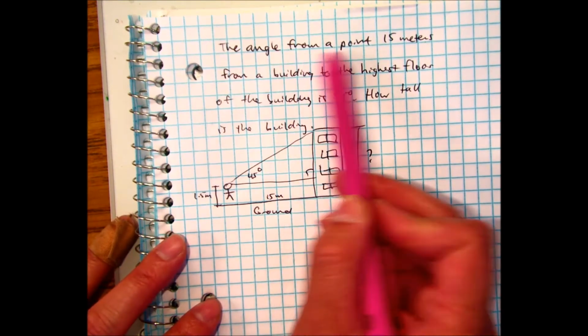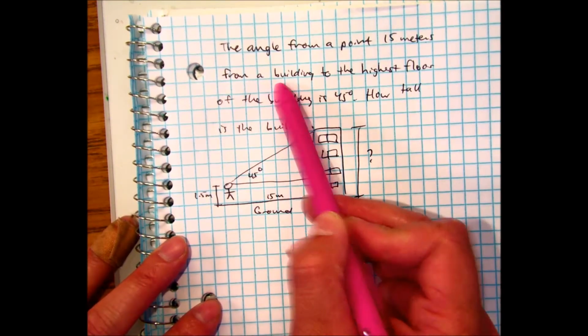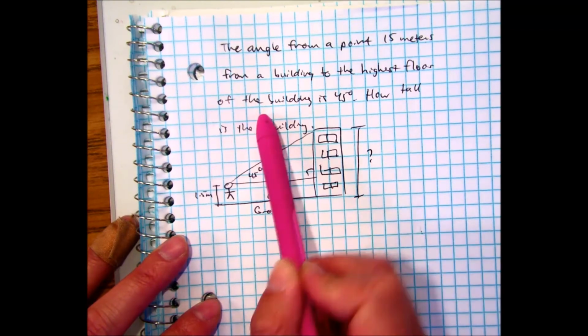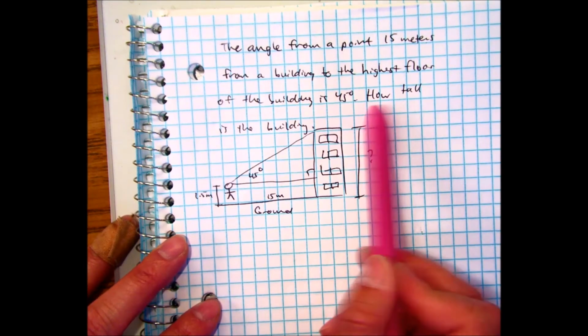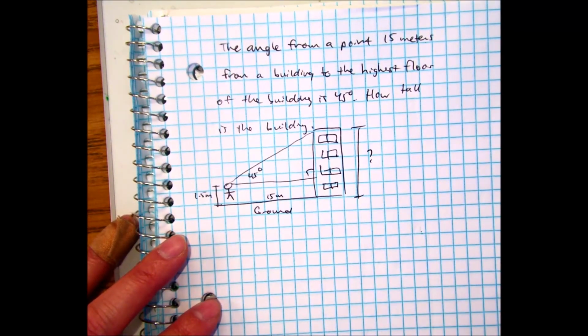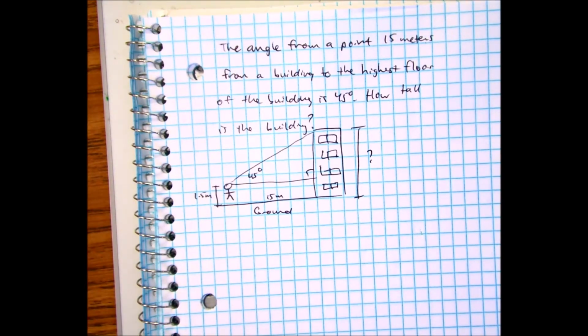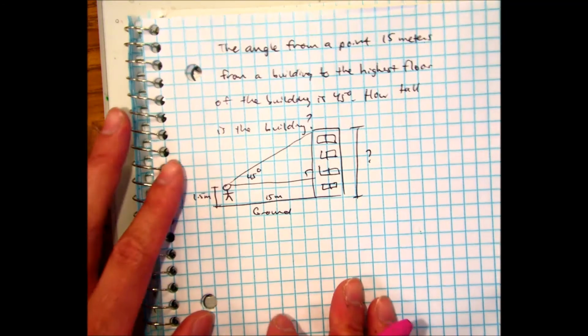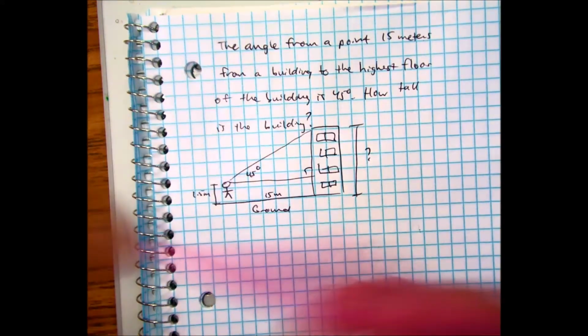The angle from a point 15 meters from a building to the highest floor of the building is 45 degrees. How tall is the building? This problem is nice because they actually give us a picture. Later today I'm going to take away the picture and you're going to have to draw this. So do what I do as I read it.